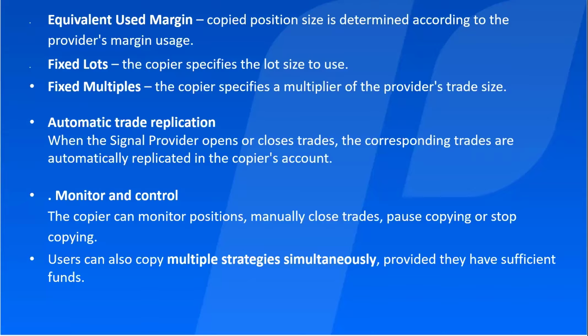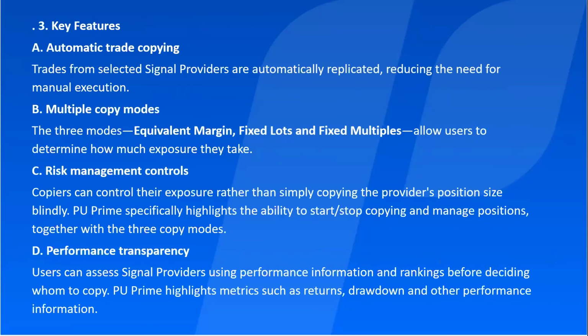Okay, let's move on. Key features. The key features that we have on the copy trading platform: we have automatic trade copy. Trades from selected signal providers are automatically replicated, reducing the need for manual execution. I've said this. The next one is multiple copy modes: the three modes, equivalent margin, fixed lot, and fixed multiple, which I've already explained. The next one is the risk management controls.